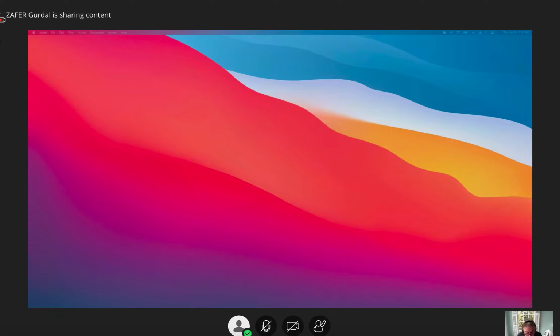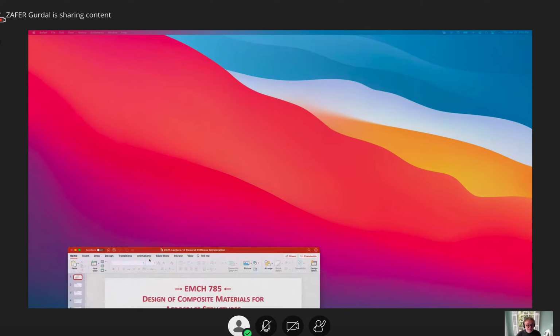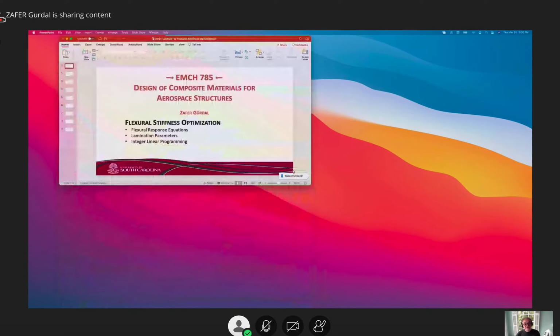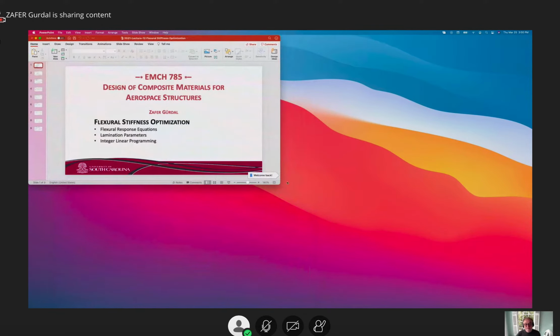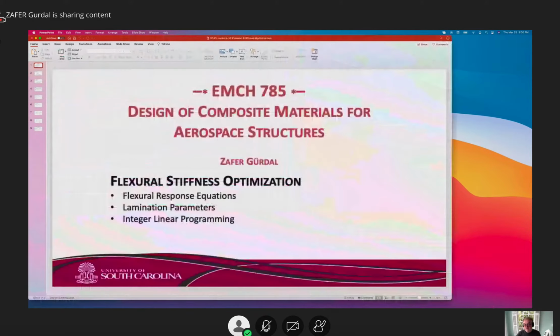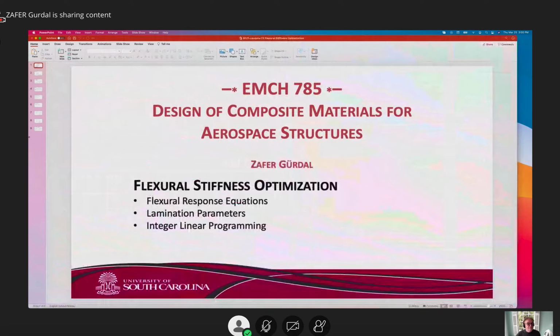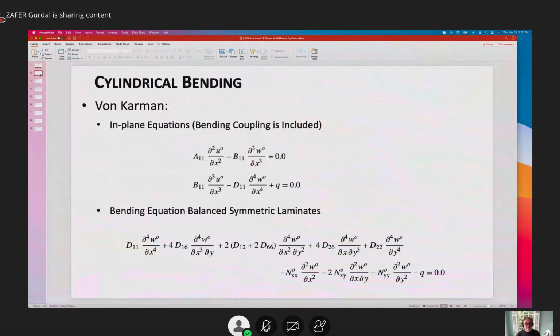So with this brief introduction, let me go and actually refresh the lamination parameters with the charts that we have already used. We said flexural optimization. These are the charts. These are on the blackboard. And we are basically skipping the equations.